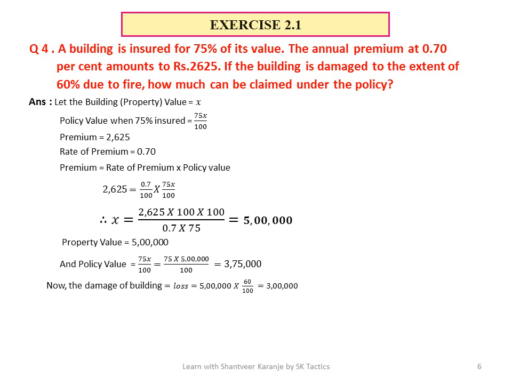So we need to go for the claim formula, and claim is equal to loss into policy value upon property value. All values we know, we put all values, this becomes 3 lakh into 3 lakh 75,000 divided by 5 lakh, and the final claim in this case is 2 lakh 25,000. This is all about question number 4. Similar questions you will find in this whole exercise.